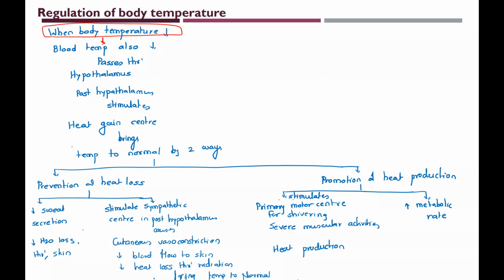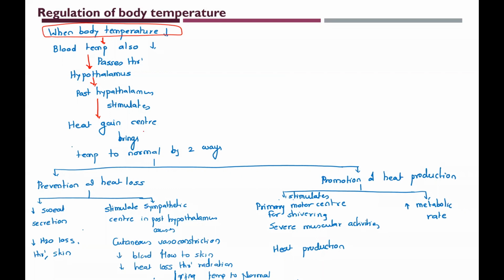When this blood passes through the hypothalamus, typically the posterior hypothalamus, it is going to stimulate the heat gain center. So there are 2 centers. I'm repeating this a lot of times. In the anterior hypothalamus, we have the heat loss center, and in the posterior hypothalamus, we have the heat gain center.